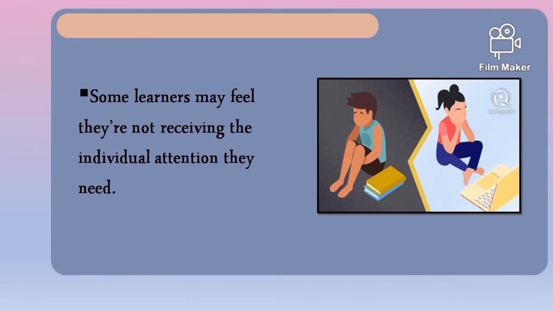Some learners may feel they're not receiving the individual attention they need. It means that due to the group dynamic of real-time synchronous learning, some learners may feel they're not receiving the individual attention they need. This is especially true if there's any part of the training they do not fully understand. To bypass this, try checking in on the progress of your learners by setting aside time during training for one-to-one or group Q&A sessions.